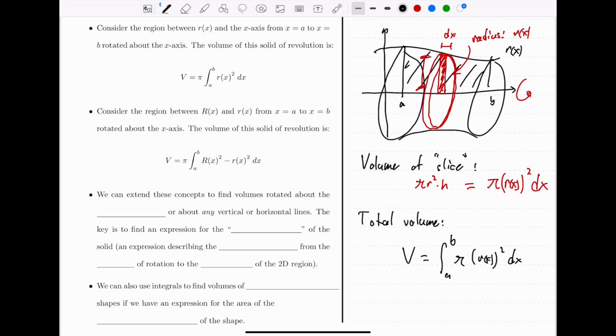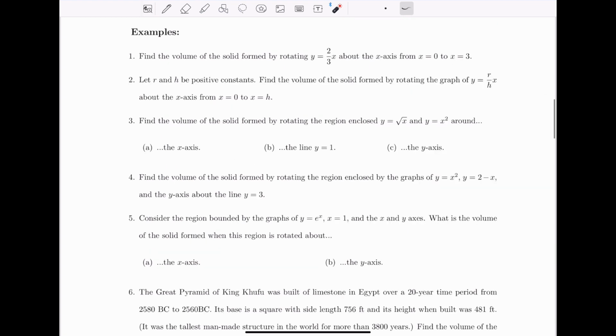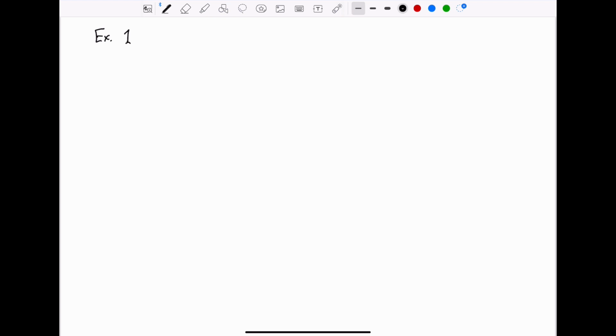I hope that you now have a better intuitive understanding of where this volume formula comes from. Let's take a look at how to use this volume formula to solve some problems. Take a look at example 1. Find the volume of the solid formed by rotating this line, y equals 2/3 x, about the x-axis from x equals 0 to 3. Whenever we start one of these volume problems, we first want to sketch the 2-dimensional region to grasp a picture of what this looks like.